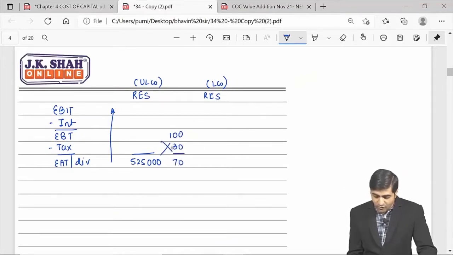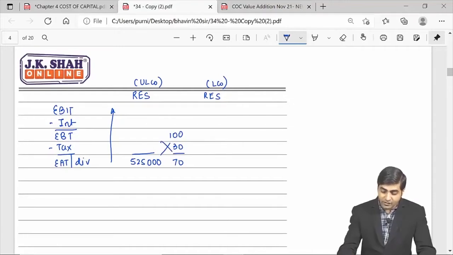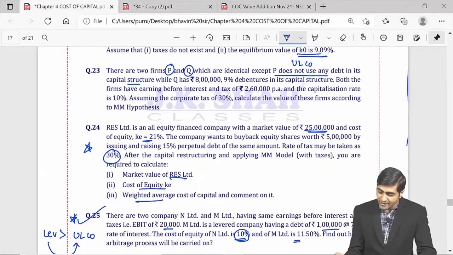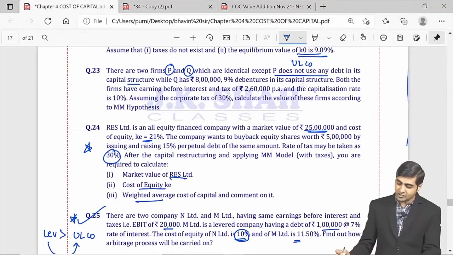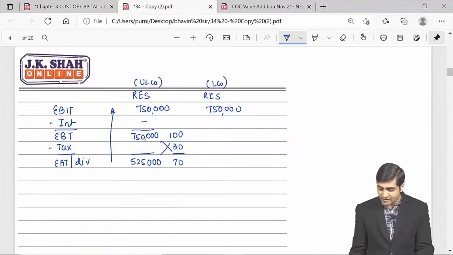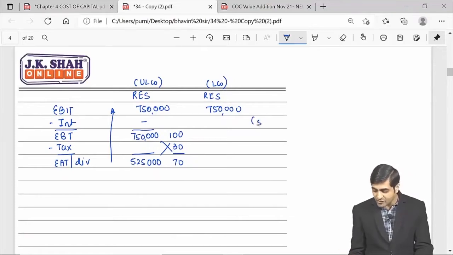So let us calculate what will be your EBT. So we have to calculate your EBT, which will be nothing but 7,50,000. And guys, because there is no interest, your EBIT will also become 7,50,000. So this will become 7,50,000. And regarding your interest, you have debt in the capital structure. And what will be your debt? Your 5 lakh rupees is the debt. So then we'll be subtracting the interest part. So your interest will be nothing but whatever is your debt, multiplied that by rate of interest, you will be getting the interest amount, subtract tax, and then you will be getting the dividend.